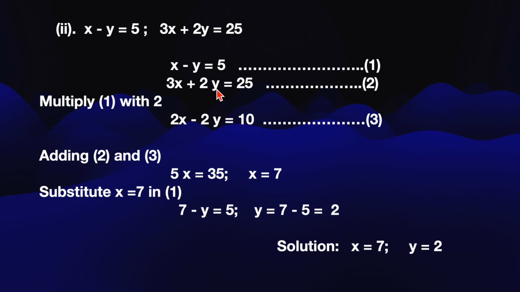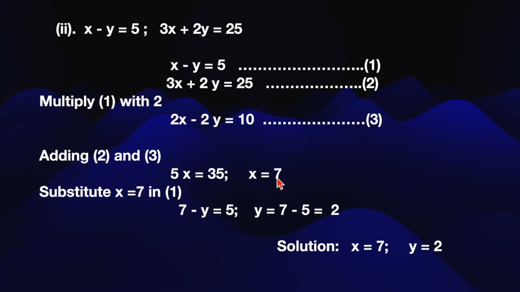So the first equation becomes 2x minus 2y is equal to 10. The whole equation I'll multiply by 2. Now when I add, this will get cancelled. Plus 2y minus 2y will become 0. Here again, 5x is equal to 25 plus 10, 35. So the value of x is 7.